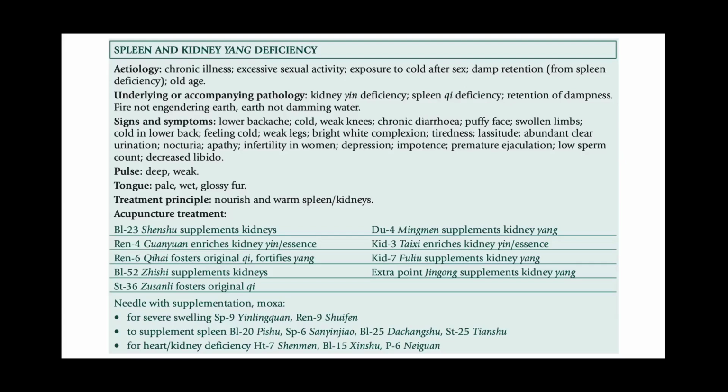Needle with supplementation and moxa these points. For severe swelling, Spleen 9 and Ren 9 to supplement the spleen, Bladder 20 and Bladder 25 and Stomach 25. For heart and kidney deficiency, Heart 7, Bladder 15 and Pericardium 6.